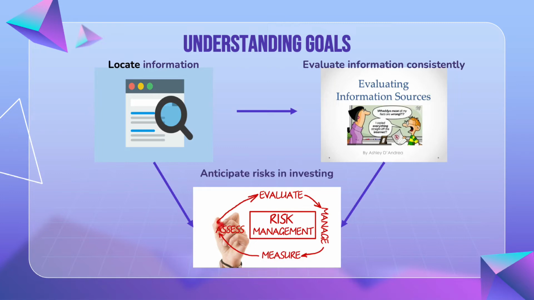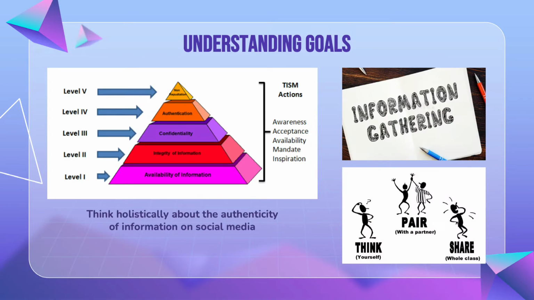Therefore, it is important for them to first locate the information source and then evaluate them consistently as a part of their decision-making process. As a result, students are then able to maintain sustainable practices to anticipate risks and think holistically when investing. The main focus behind this is that students need to be both flexible and independent in their decision-making process. They are able to think holistically about the authenticity of information on social media, not only in terms of making investments, but also learning how to gather information, discussing and sharing their thoughts with others. All these skills and the brain functioning will help them make a rational decision in their life.